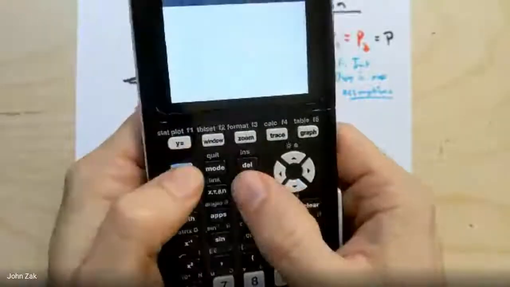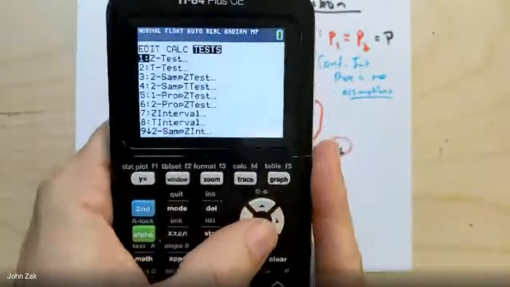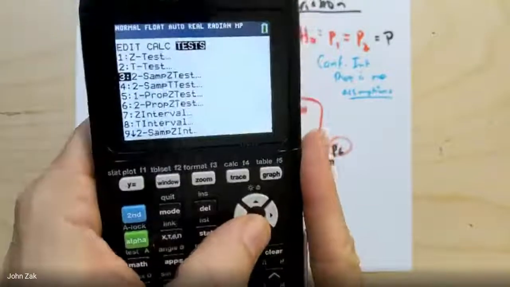So it's actually an interesting thing too, and I'll point this out now. What we're going to learn to do are some one sample, or excuse me, two sample T procedures.